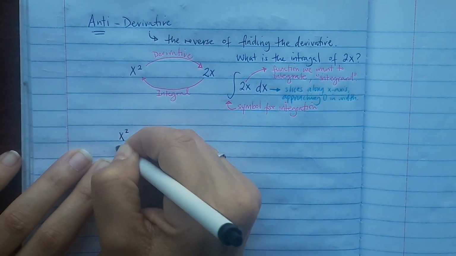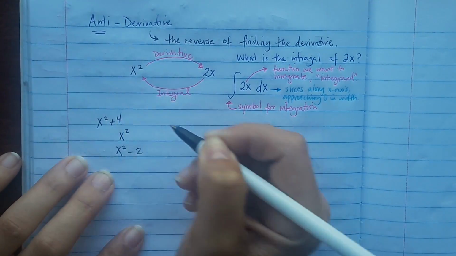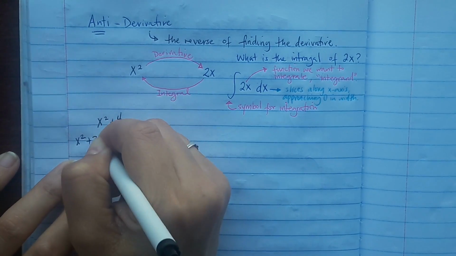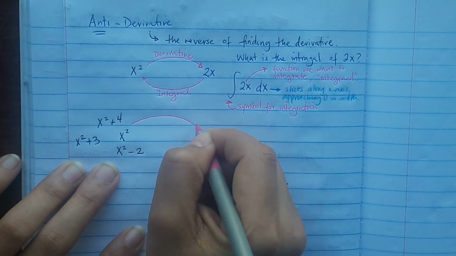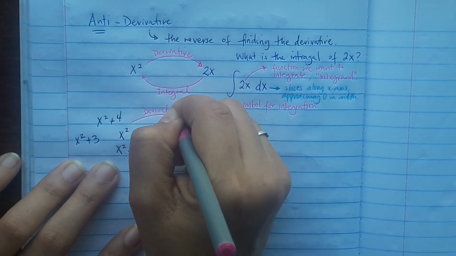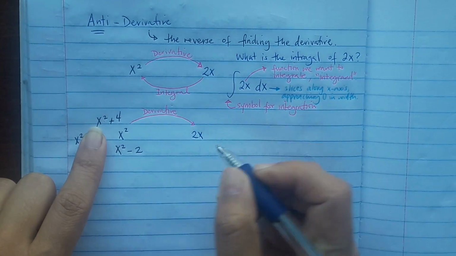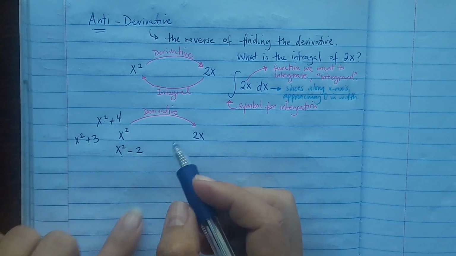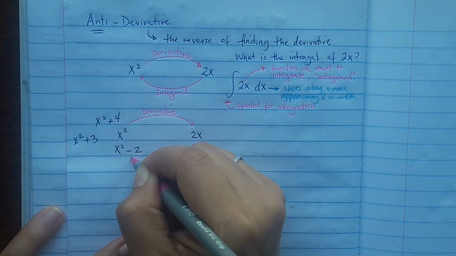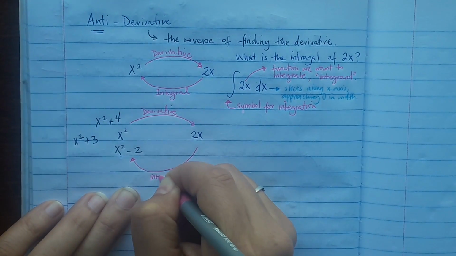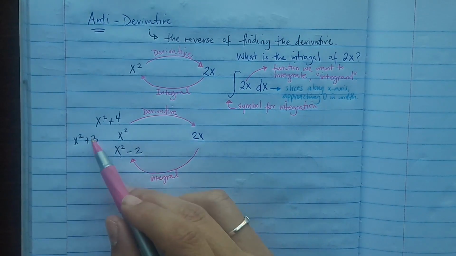Alright, so again, let's take a look at a few things. If you had x squared or x squared minus 2 or x squared plus 3 or x squared plus 4, when you take the derivative of all these functions, you're always going to get 2x. So look at it. That's 2x and the 4 goes away. That's 2x, and the minus 2 goes away. That's 2x and the plus 3 goes away. However, when you integrate 2x, you don't get that number back, right? So we have to account for that.